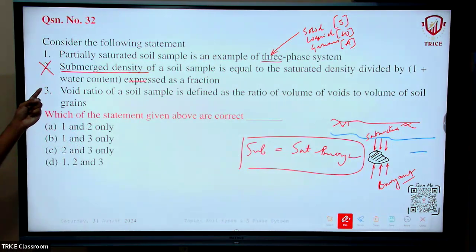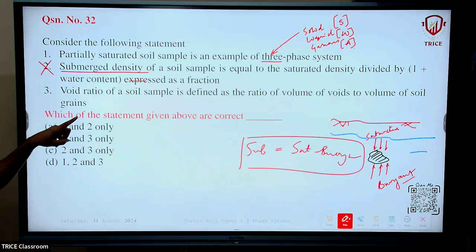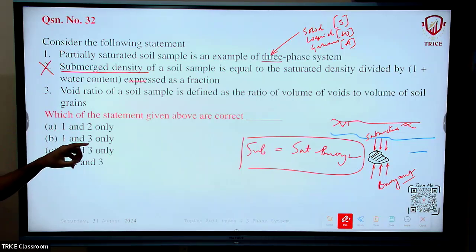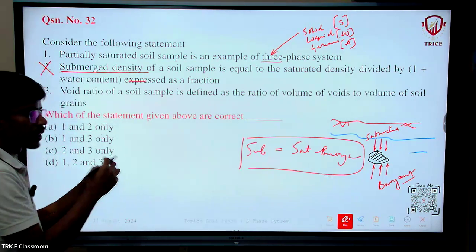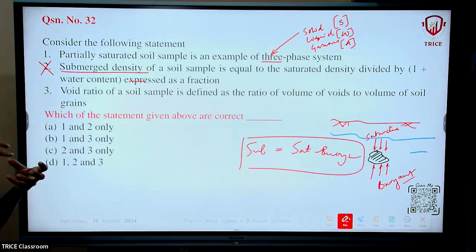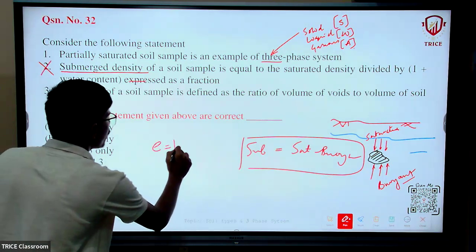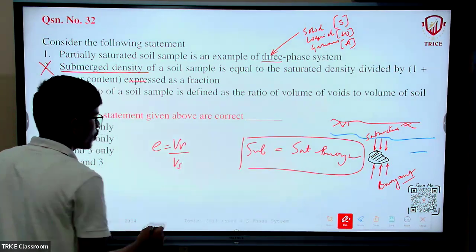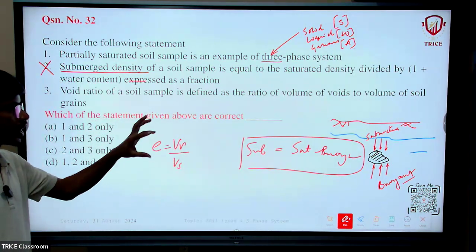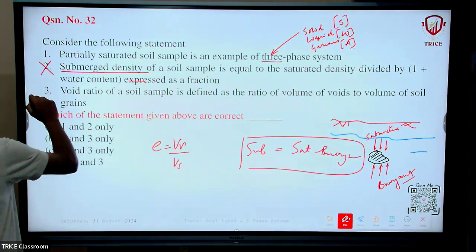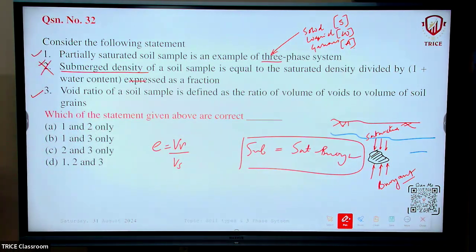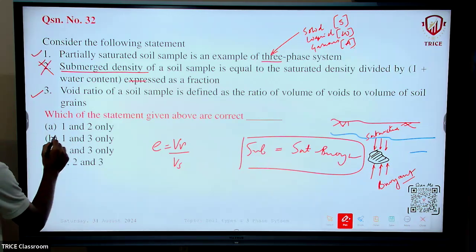Now you can observe the third one. Void ratio of the soil sample is defined as the ratio of the volume of the voids to the volume of the soil grains. As we know, in the given soil sample, compared to the volume of the soil grains, what is the void ratio? It is the ratio of the volume of the voids divided by the volume of the solids. We have to compare the voids with respect to their soil grains. So options 1 and 3 are correct. Here we can say 1 and 3 will be option B.